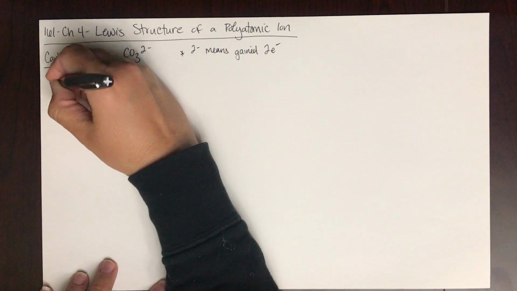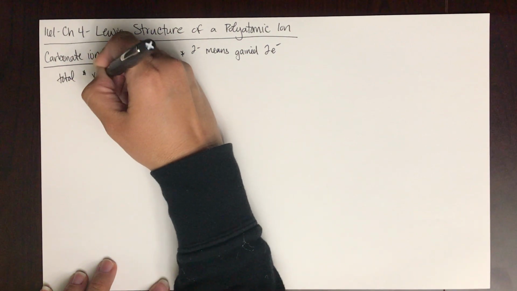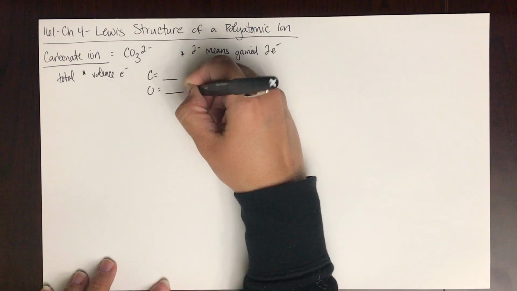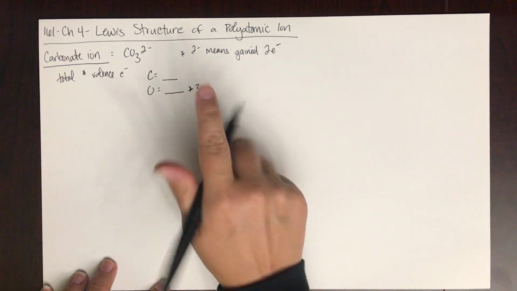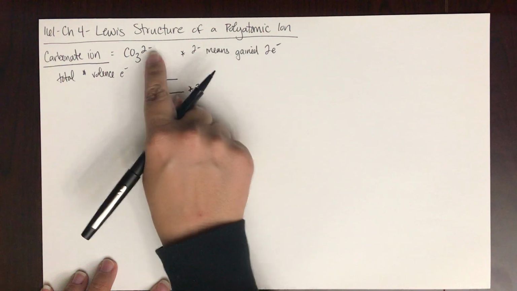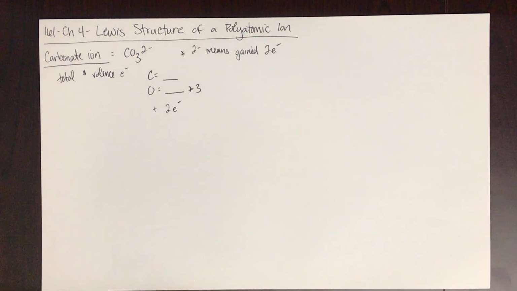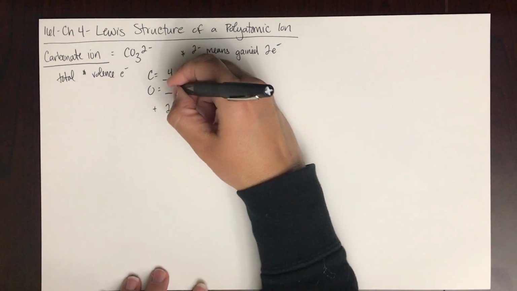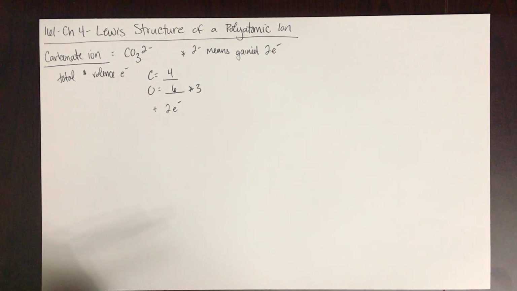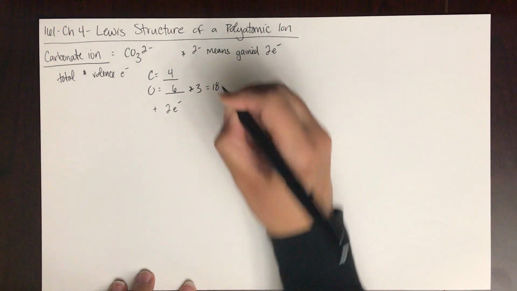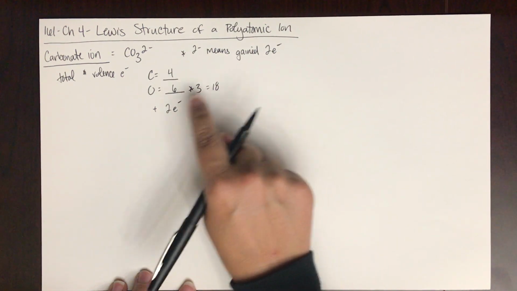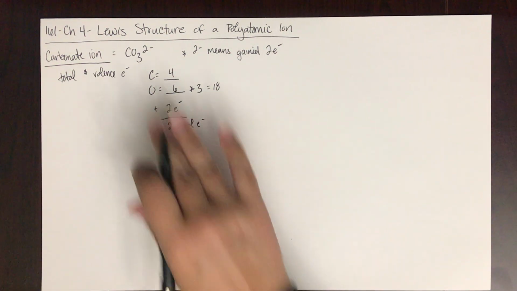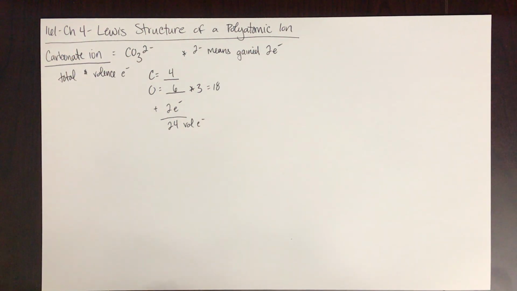So the first thing we want to do is see what's the total number of valence electrons. We want to see how many carbon has, how many oxygen has, and I have 3 of them. Then whatever that number is, I'm going to add 2 more electrons because it has a charge of -2. So carbon is in group 4 on the periodic table, so it has 4 valence electrons. Oxygen is in group 6, so it has 6 valence electrons. 6 times 3 is 18. So I have 4 plus 18 plus 2 is 24 valence electrons to distribute around this molecule.